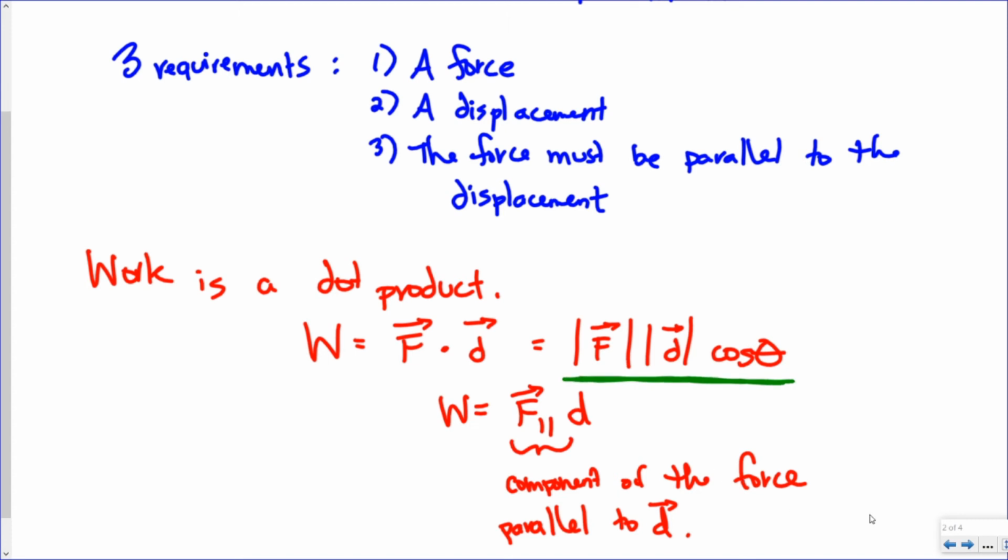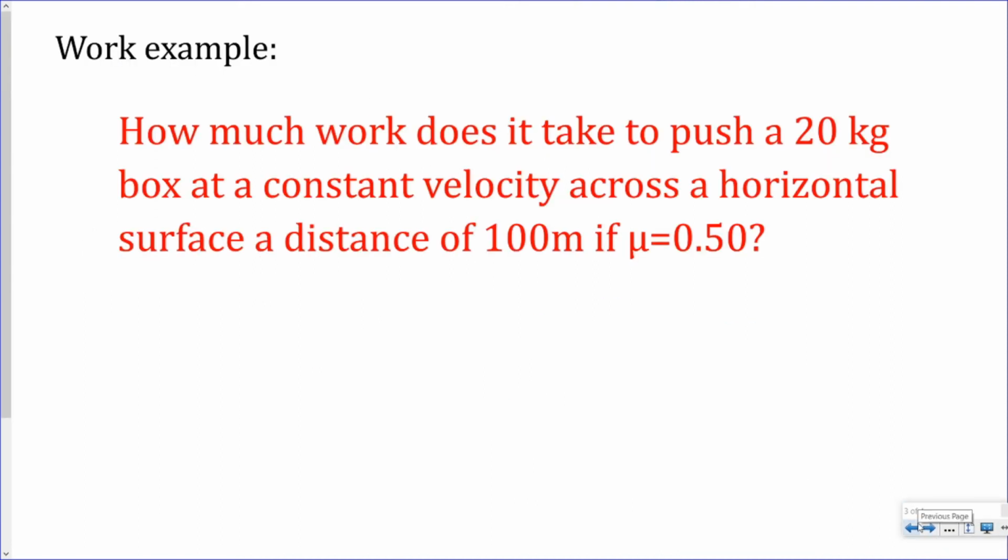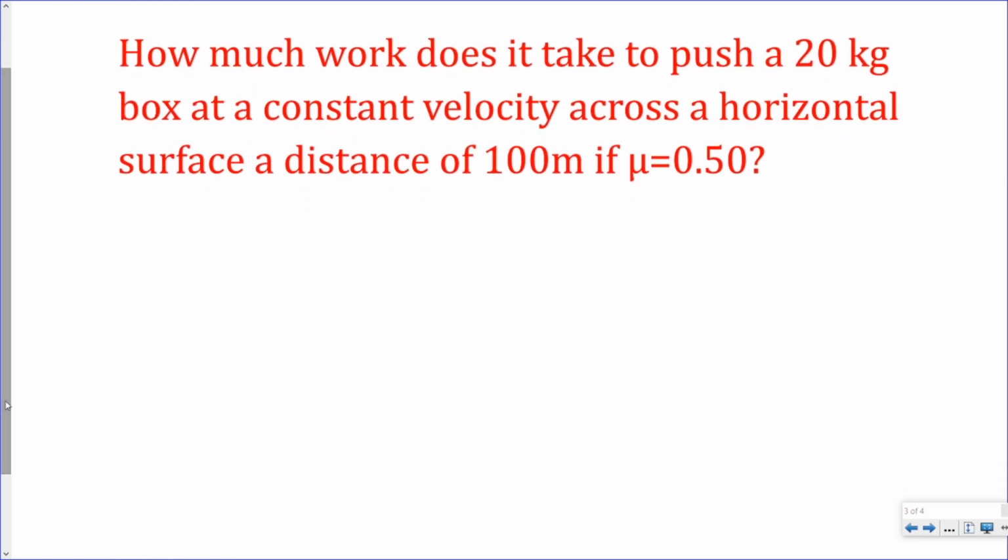Okay, so let's do an example here and see how we do this work calculation. How much work does it take to push a 20 kilogram box at a constant velocity across a horizontal surface a distance of 100 meters if mu equals 0.50? So we get a lot of information here. Let's draw a picture. So we've got a horizontal surface, we've got a box on top of it with a mass of 20 kilograms. So what all forces do we have? Well, we've got the force of gravity, Fg. We've got the normal force.